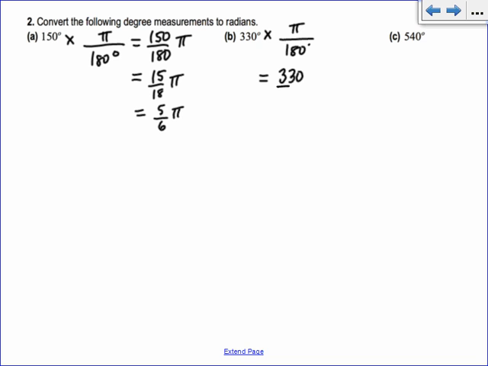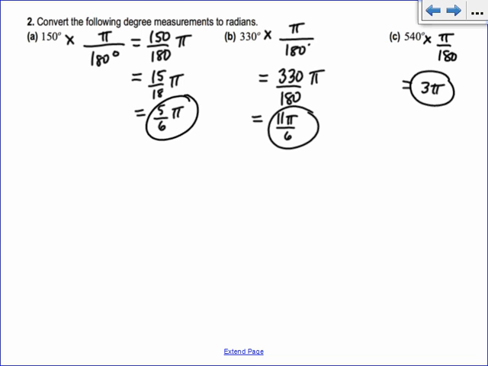All right, so what about 330 over 180? How's that reduce? Anybody got it? Oh, that's one we had earlier, isn't that 11 pi over 6? All right, and then 540. Yeah, that one's 3 pi. Good. So you just reduce everything down.